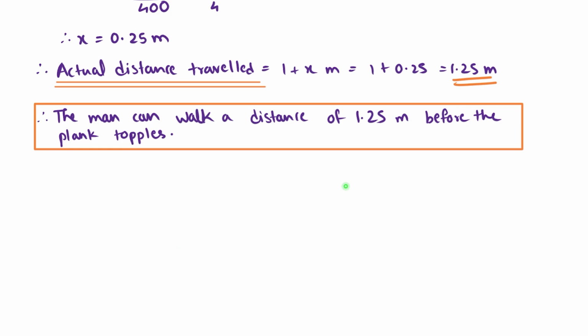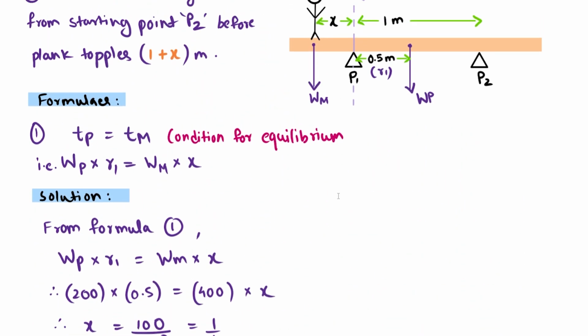So this is the final statement that the man can walk up to a distance of 1.25 meters before a plank of length 2 meters can topple. So this was the solution.